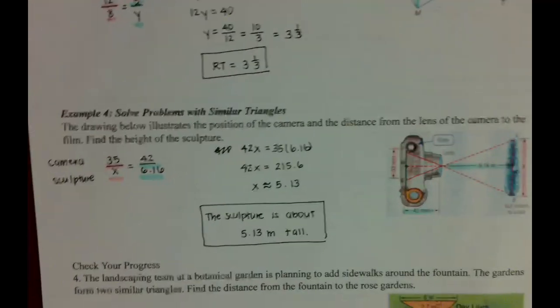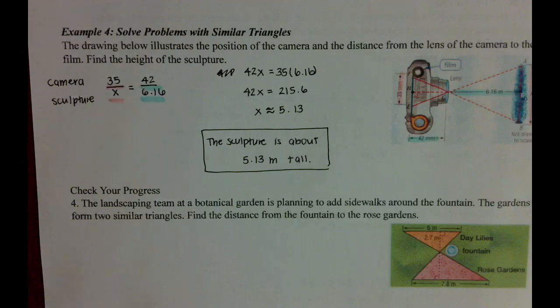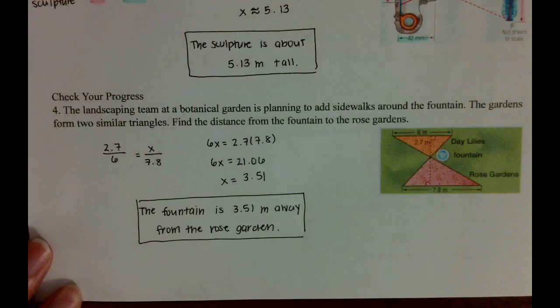Okay. So why don't you try CYP4, and then once you're done, come check your answer. Okay, so the fountain is 3.51 meters away from the rose garden. Okay. If you got that right, you can move on to your homework. If not, here is your explanation.